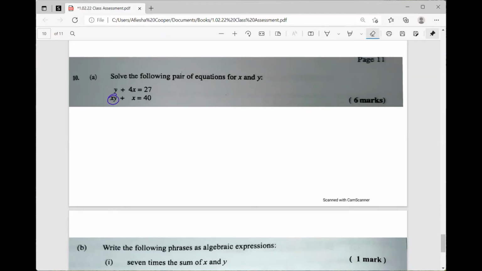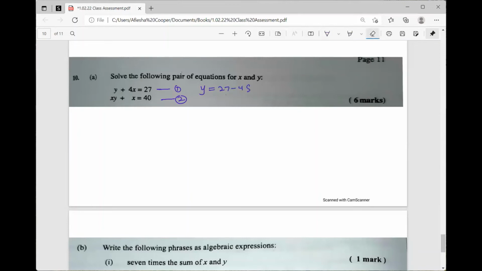So this is one linear and one non-linear equation. So let us go. That means you're going to make one of them the subject of the formula. Which one are we trying to make the subject of the formula? So we have 1 and we have 2. Which one are we going to make the subject of the formula? Y. All right, so we can say y is equal to what? 27 minus 4x.